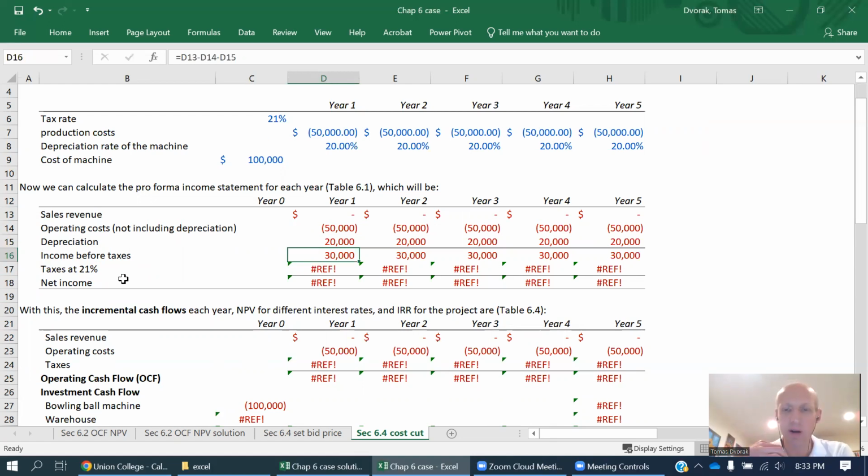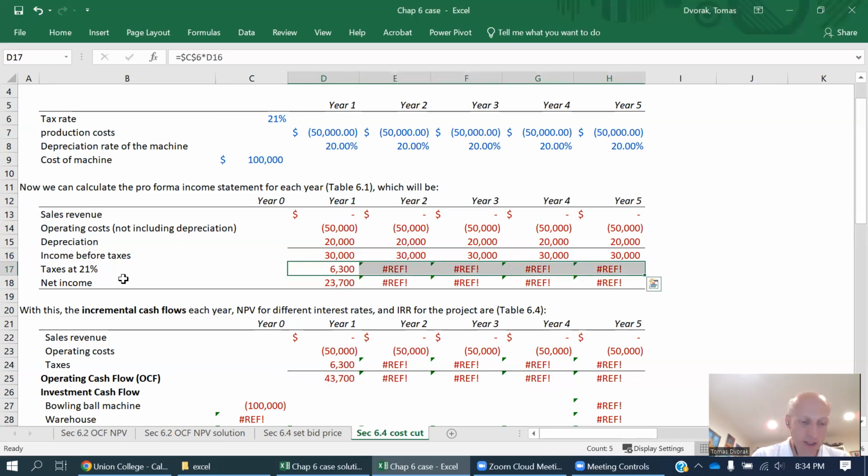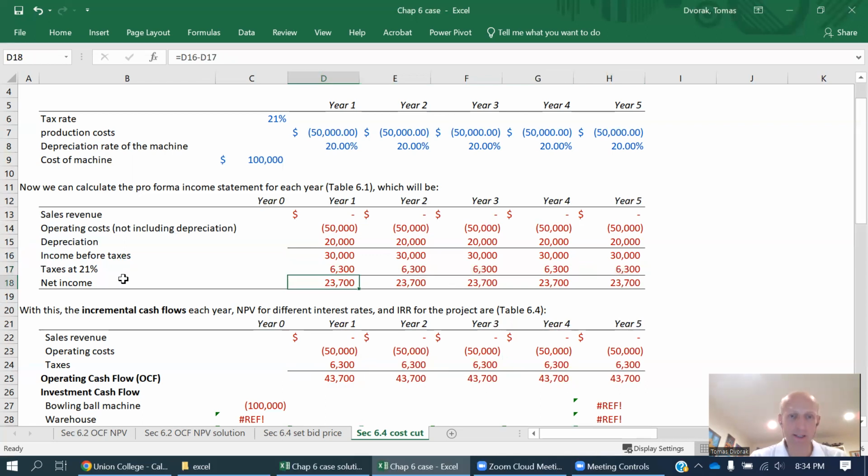Our income rises by 30K, which means that we'll have to pay taxes on that additional 30K, which comes from the tax rate up here, which we lock, times 30K. So we pay an extra 6,300 in taxes. Fantastic. And this is the net income. Sales revenue, again, incremental sales revenue is 0. Operating costs is here. These additional taxes. And then we have operating cash flow, $43,000.